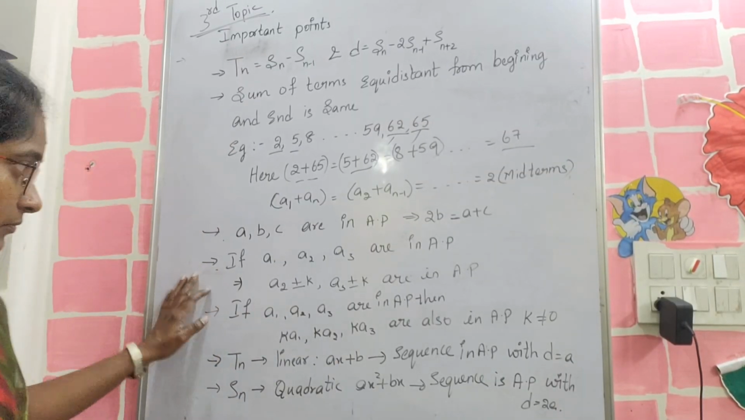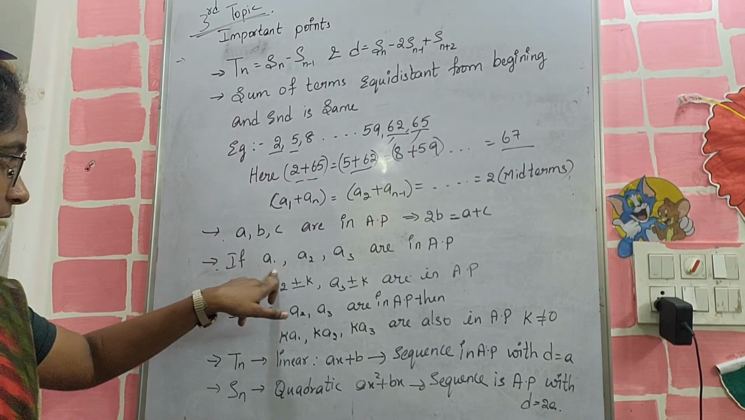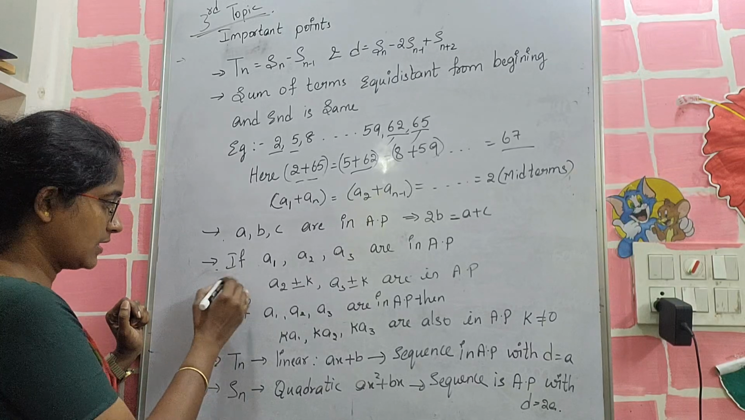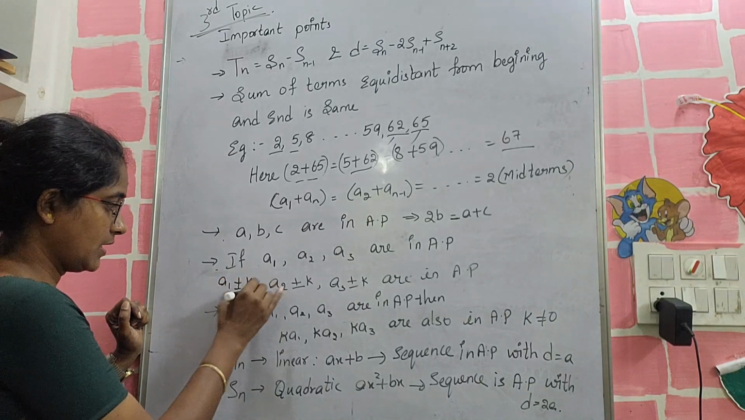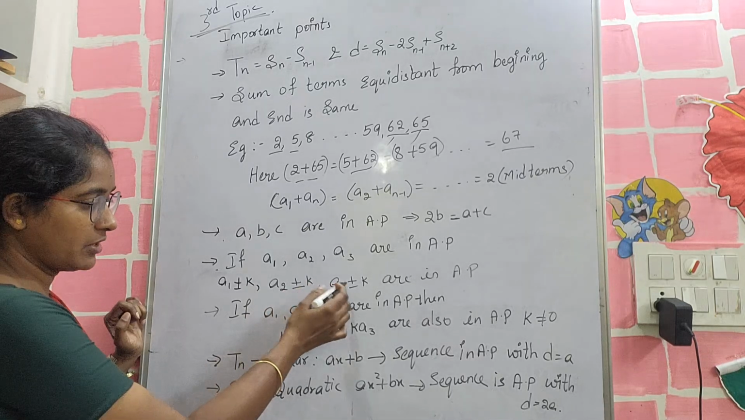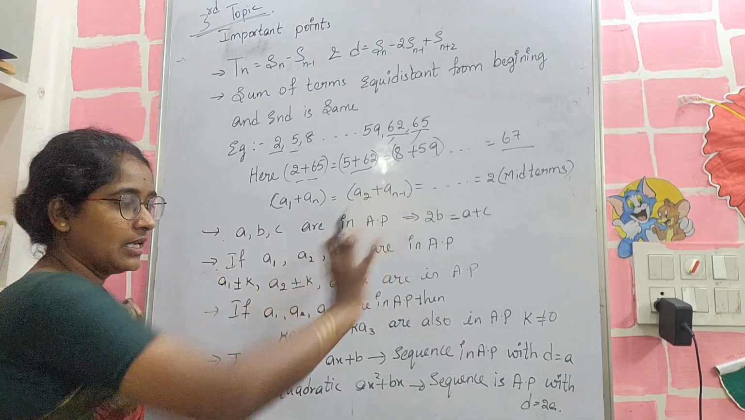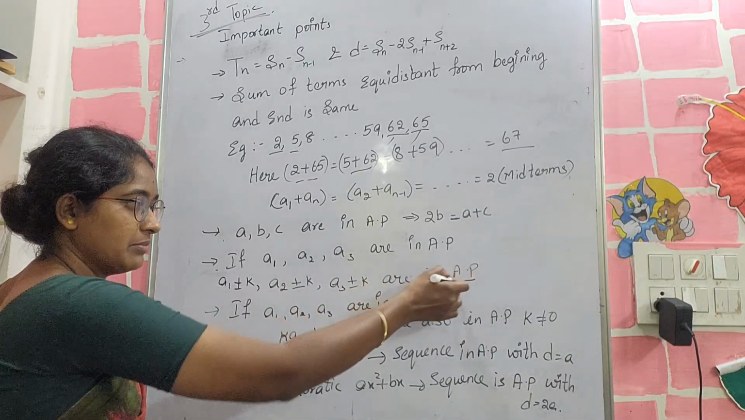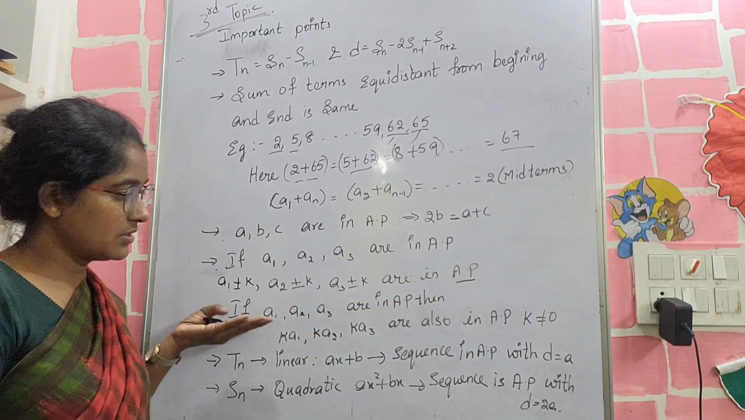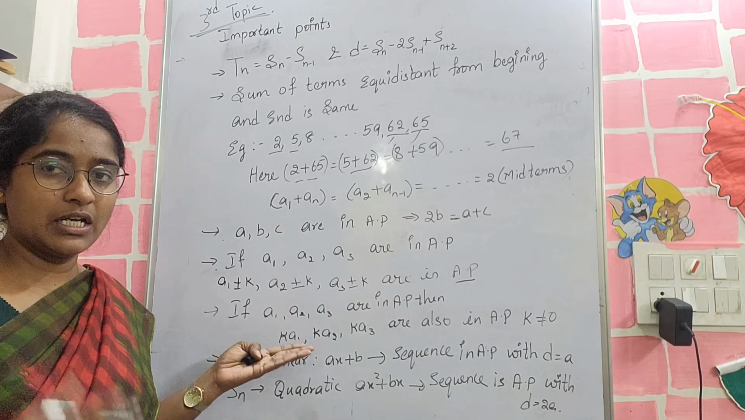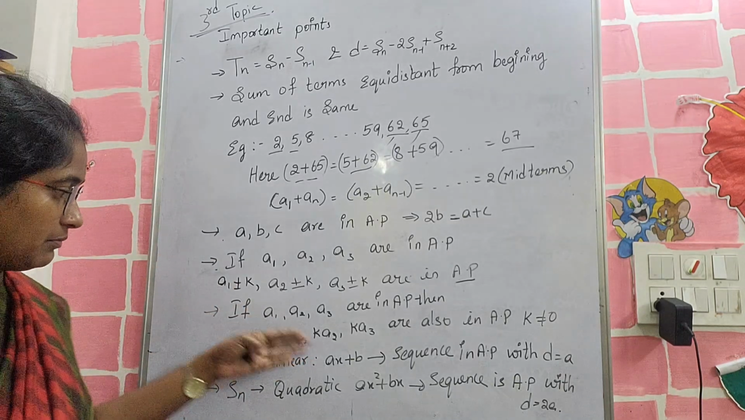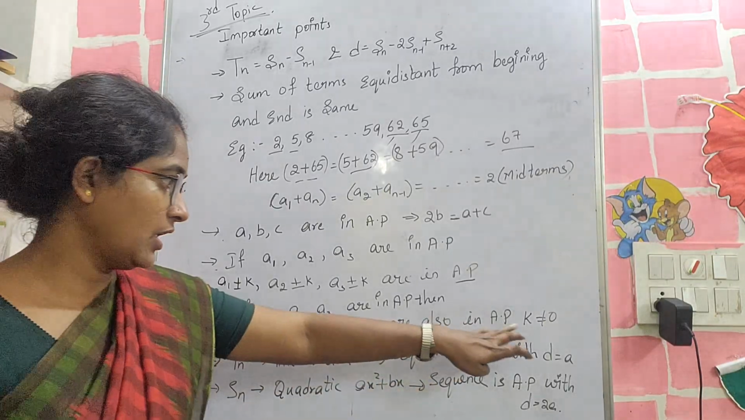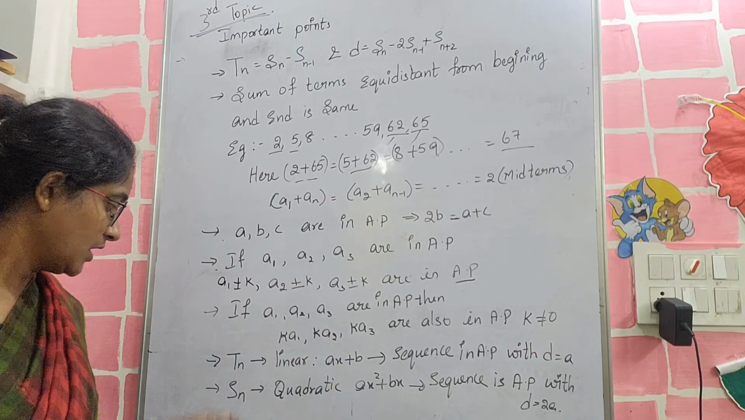Next, if A1, A2, A3 are in AP, then we can say that A1 plus or minus K, A2 plus or minus K, A3 plus or minus K are also in AP. In an AP, we can add or subtract a constant term K, and it will still be an AP. And next, if the series is in AP, we can multiply a constant term to each and every term, and this will also be an AP, if K is not equal to 0.